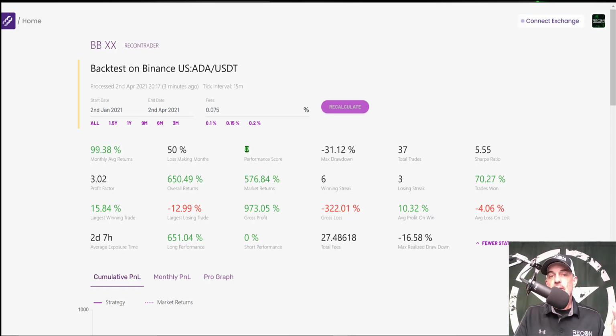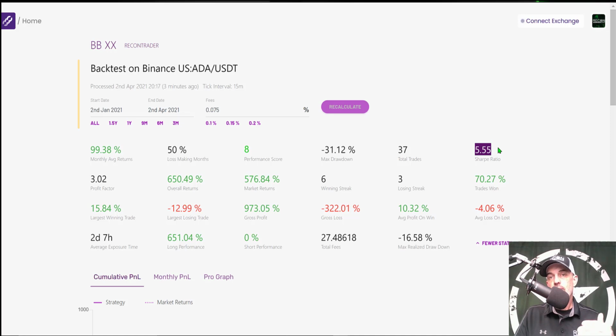Performance score is something that MUDREX has incorporated into their backtest scores, and it is in the good zone. It's an 8. Max drawdown is 31%, a little bit higher than I like to be, but still acceptable. I prefer to be between 25 to 30, so it's just outside that 30 level. Total trades of 37 over the 3-month period, so you're looking at just around 12 trades a month. Again, not a lot of action, but as you know, if you've watched my videos, I don't care about action, I care about profit.